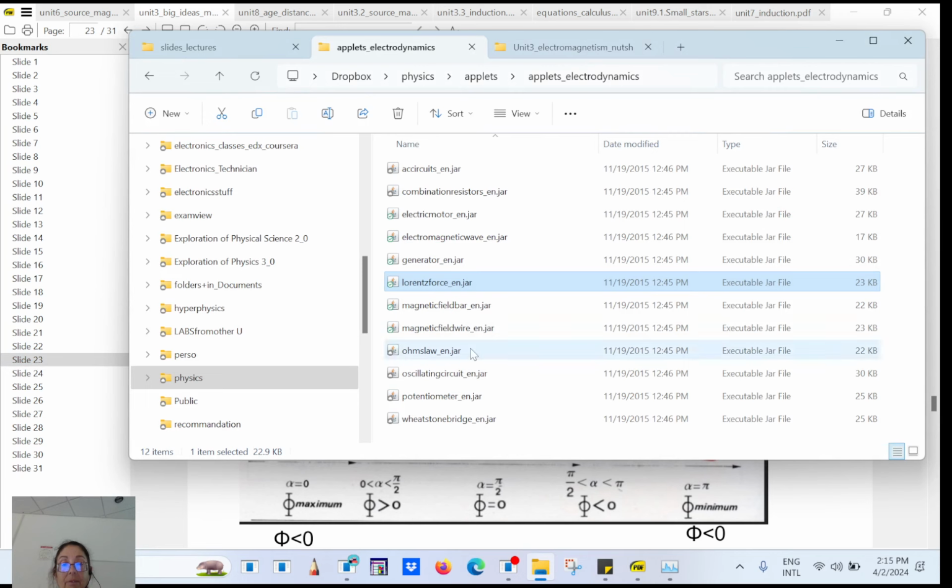So let's see, I have found a new app. It's not a new app, but it's in my stuff, so I have to dig.